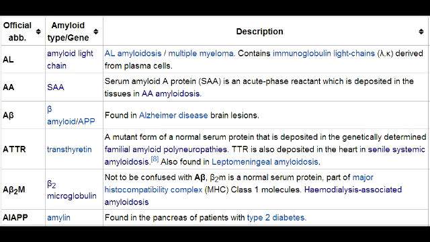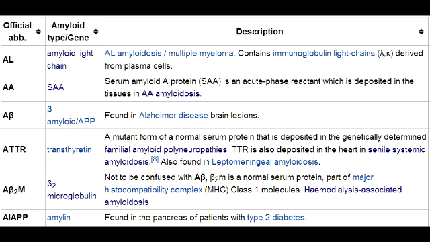Amyloidosis. What is amyloidosis? Amyloidosis is abnormal aggregation of protein or their fragments into beta-pleated sheet structures. When this abnormal accumulation of protein occurs, it leads to cell damage and apoptosis.